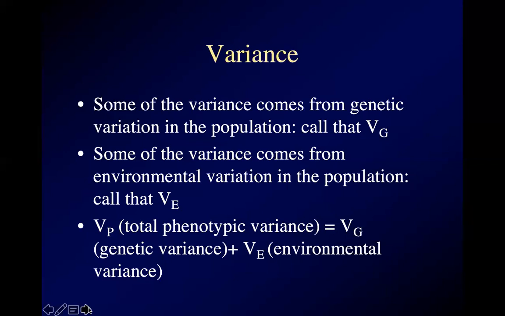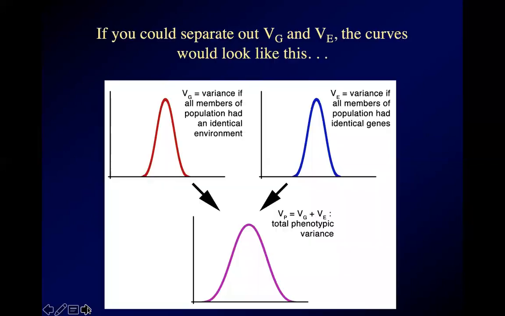Okay, I think I'm explaining this possibly well, although some of you are probably looking at the screen like I've just swallowed a live weasel or something. You can think of it like this. V sub G would be the variance in a population if all of its members had an absolutely identical environment. We could measure VG by taking a population of a species of plant and growing them all in one greenhouse and giving them exactly the same amounts of water and light.